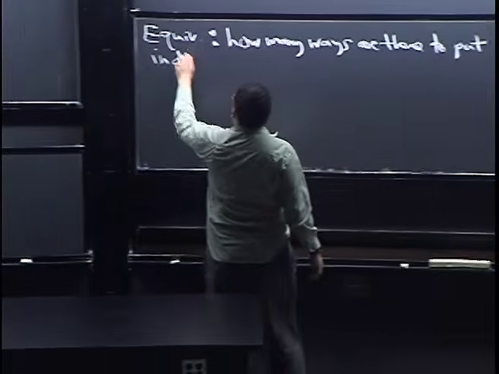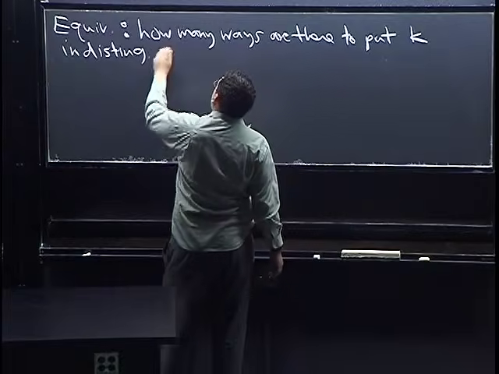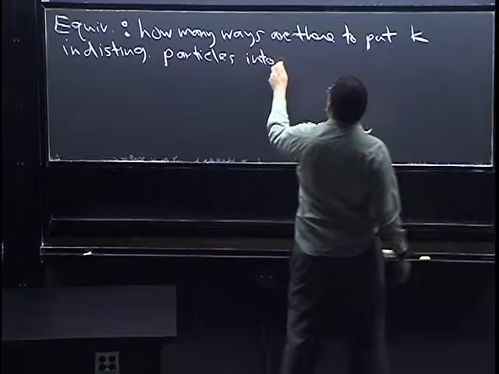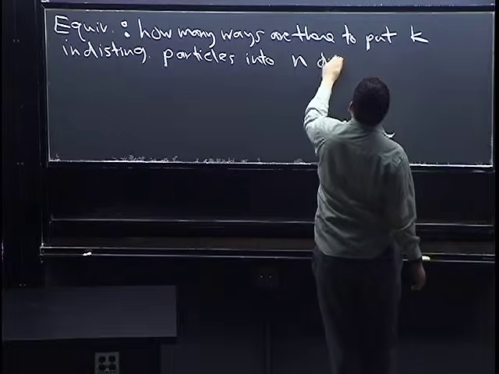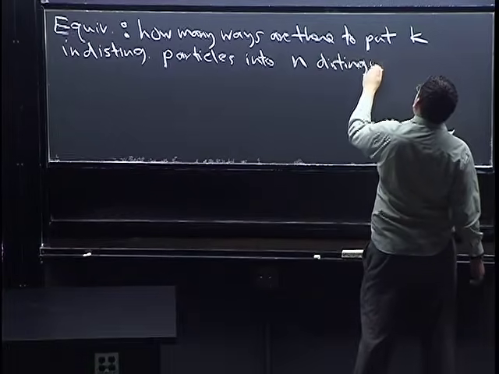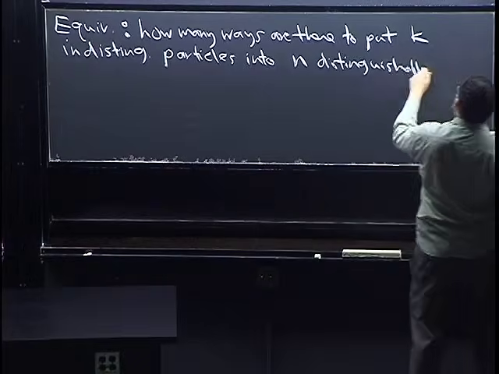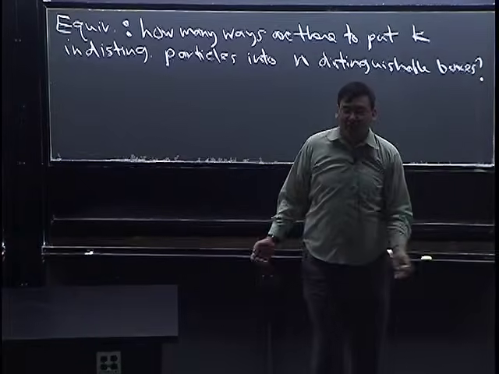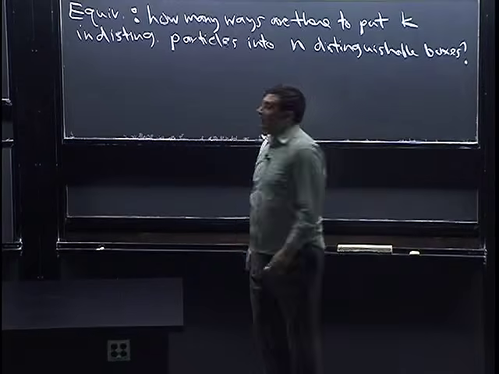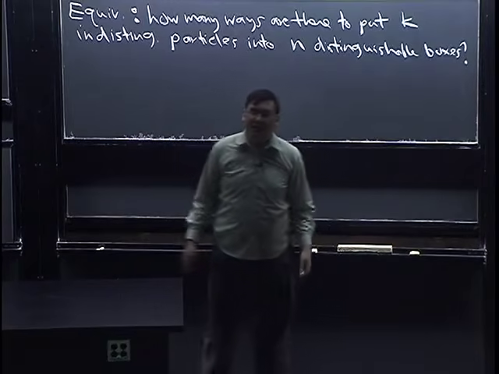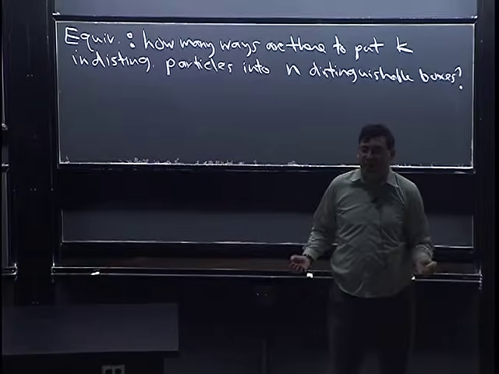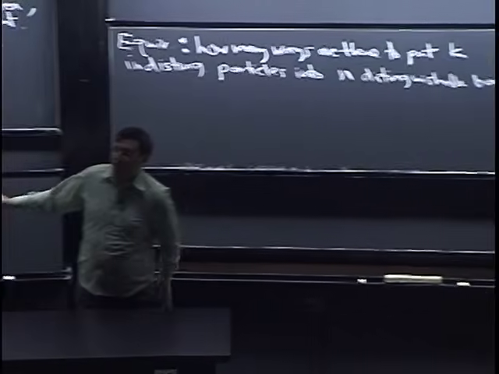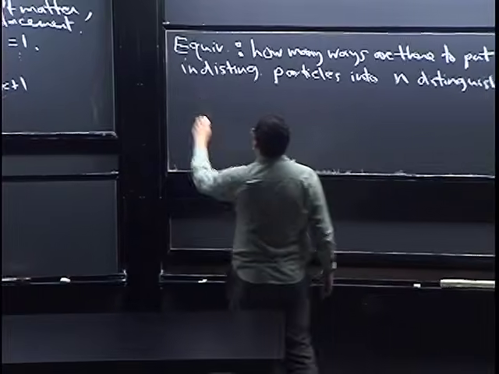Okay, indistinguishable particles into n distinguishable boxes. And the answer is n plus k minus 1 choose k, but let's see why. Another piece of advice that I could have added there is draw a diagram and try some simple examples. I mentioned the simple examples, but I didn't mention draw a diagram. I'm just going to draw a picture that should make everything nice.